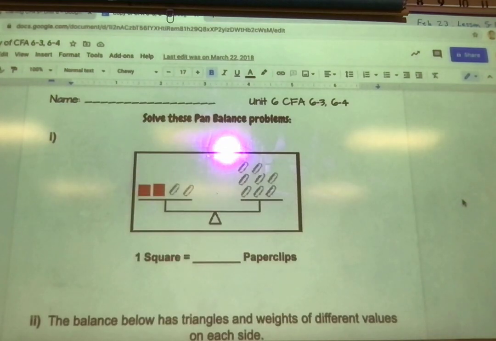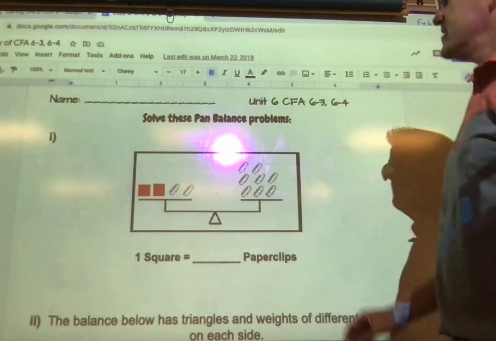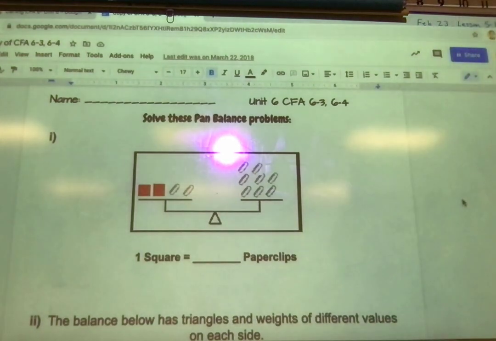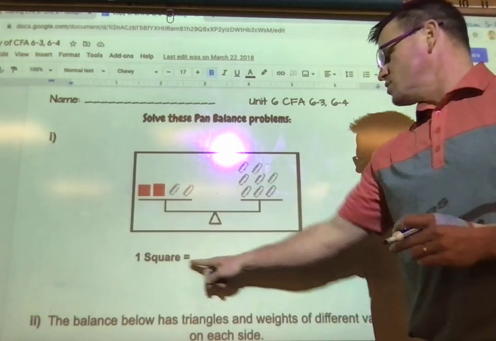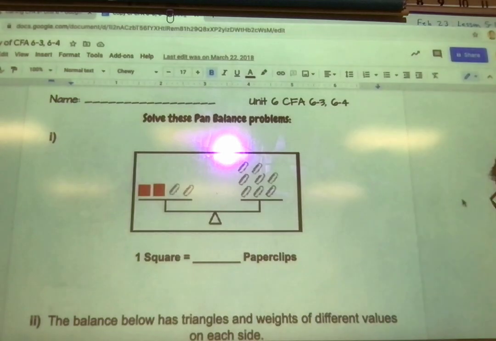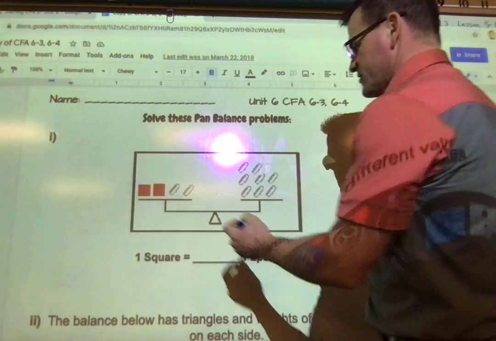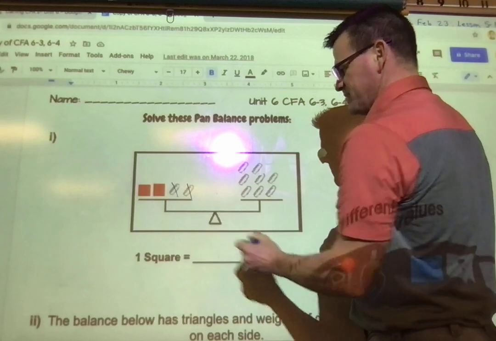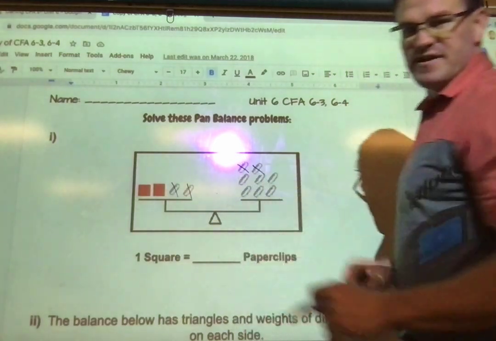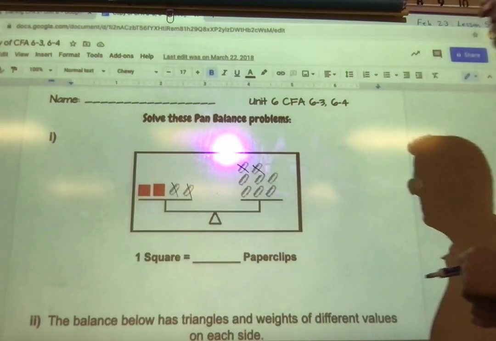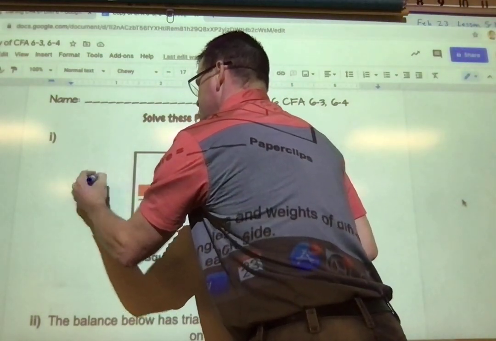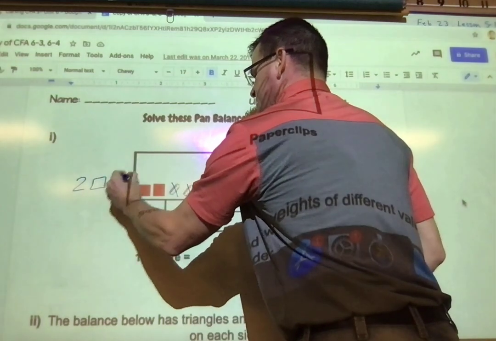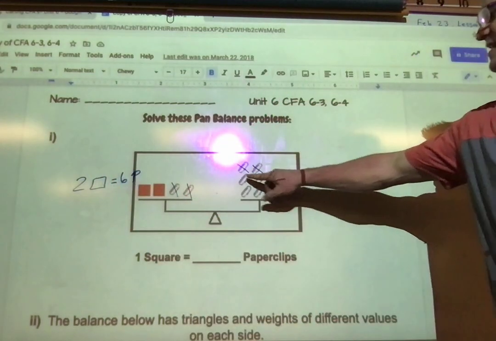All right, then on the back we've got these pan balance problems. And we'll take a look here. We know we can use these to solve as well, so getting some thinking down on how we'd keep this balanced. Our job is to find out one square weighs the same as how many paper clips. So we know we can cross some things off here. I know these 2 paper clips, if I take 2 off each side, it would still be balanced and weigh each other. So what I'm left with is 2 triangles, or excuse me, 2 squares equals 6 of those paper clips. So I've got 6 left over here.